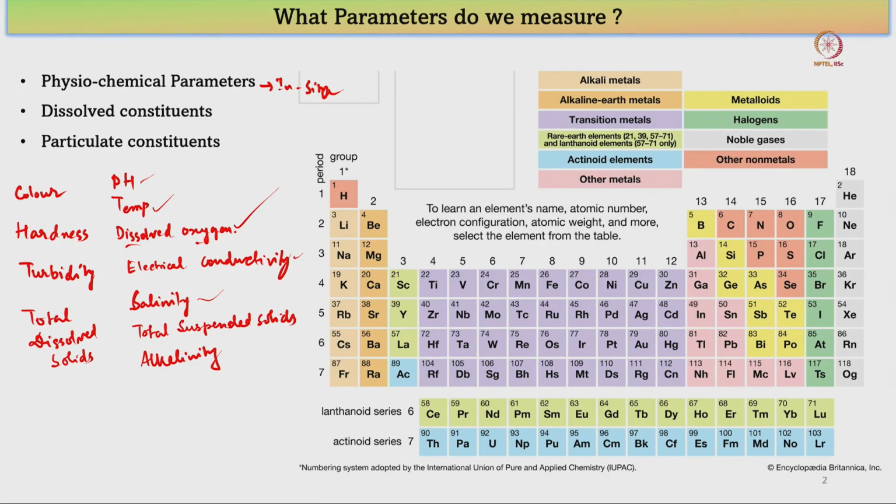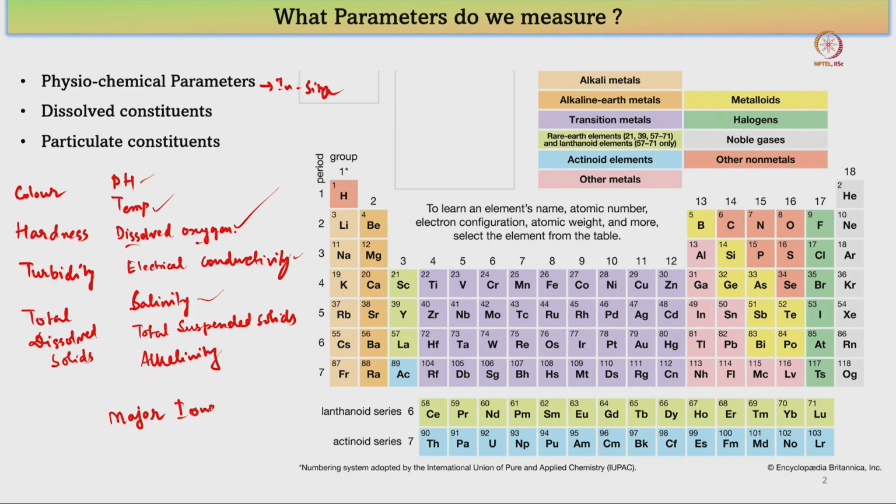Now, for both dissolved constituents and particulate constituents, we would need this periodic table here. In this periodic table I will talk to you about the categories in which we divide the chemical analysis. In every kind of water, the first thing that we are going to measure apart from the physiochemical parameters will be its major ions.